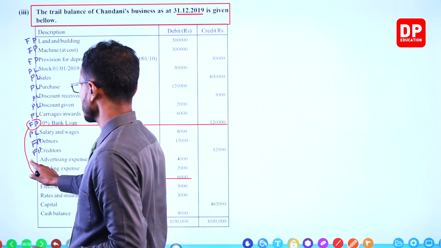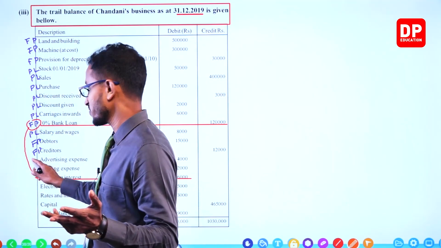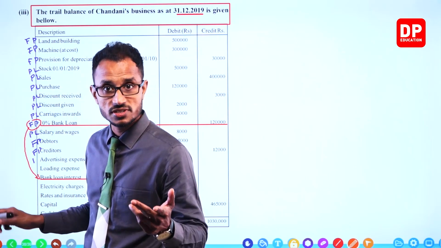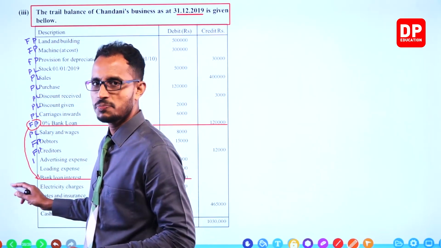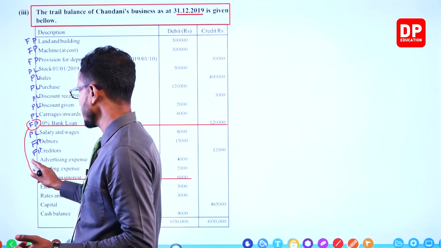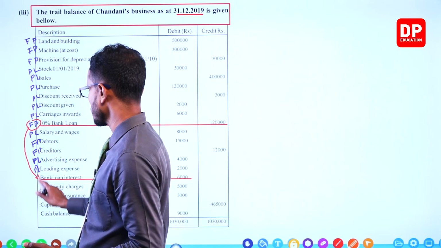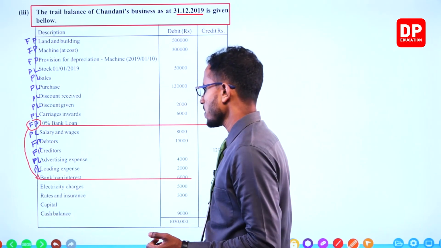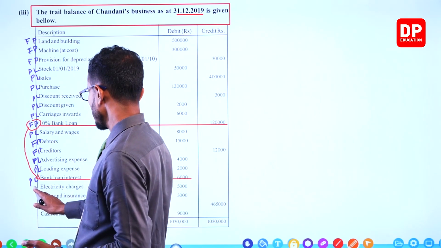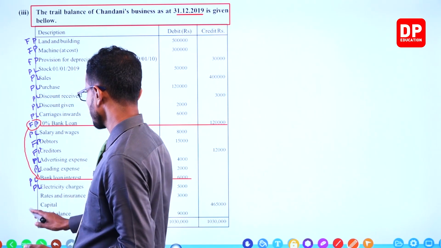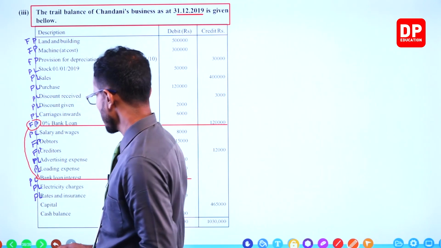Advertising expenses, SOFP, right? Statement of financial position. Yeah, advertising. Now all the expenses go to P&L. Loading expenses also P&L. Bank loan interest I have marked should go to P&L. Electricity charges P&L. Rates and insurance P&L.